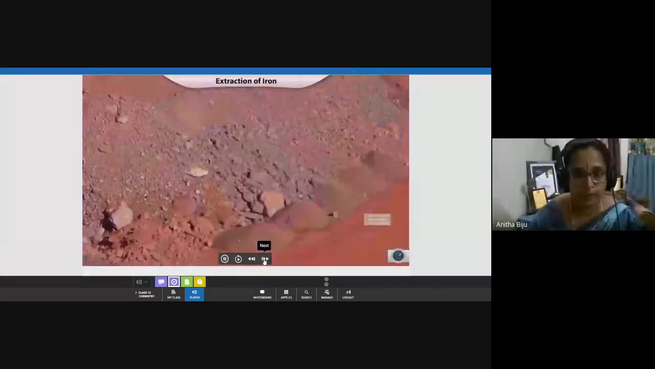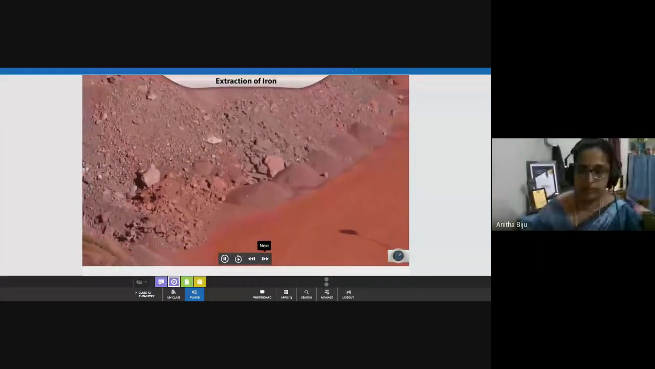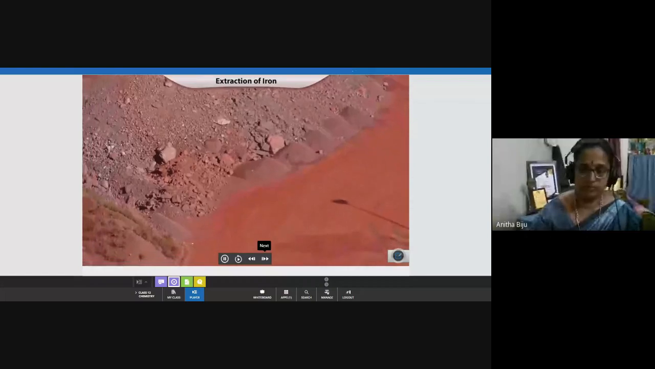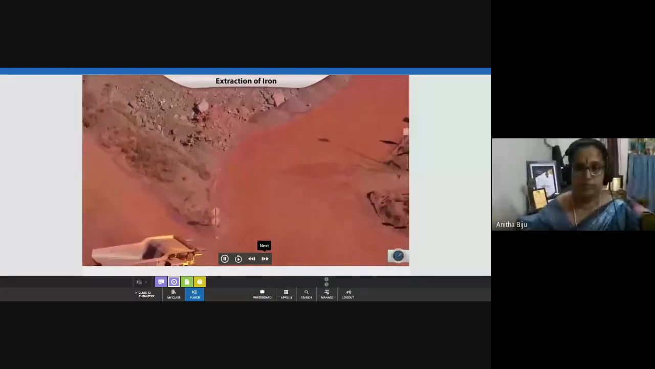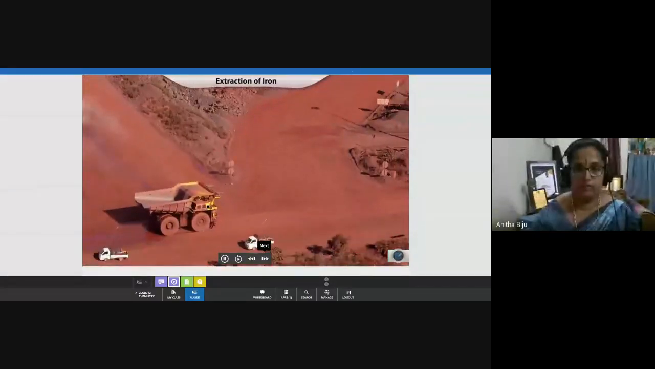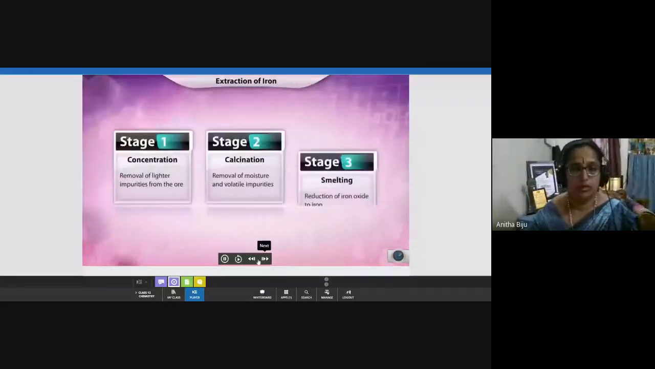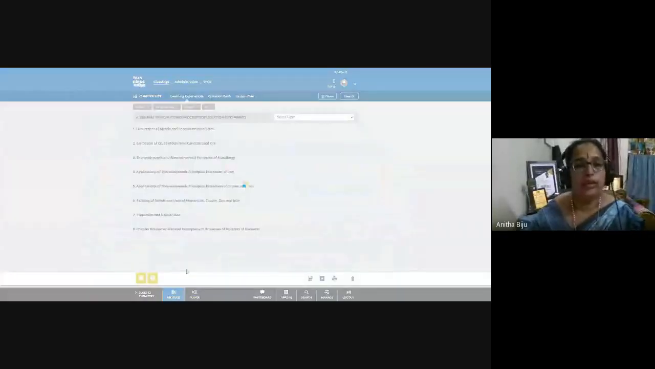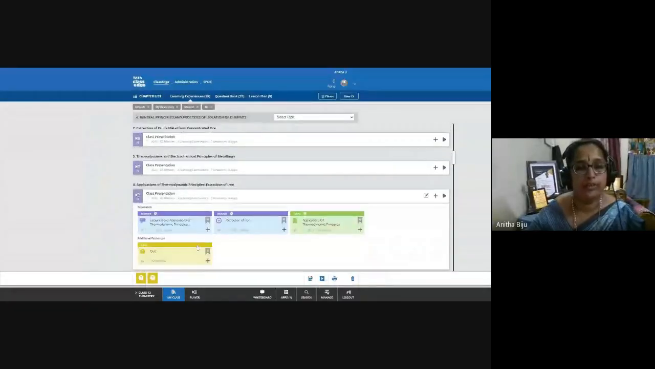Let us hope for the best. Iron is mined from the Earth's crust in its combined state as an ore. It needs to be extracted from its ore before it can be used commercially. Let us see how iron is extracted from its ore. The extraction of iron from its ore is a three-stage process. This you can note down.